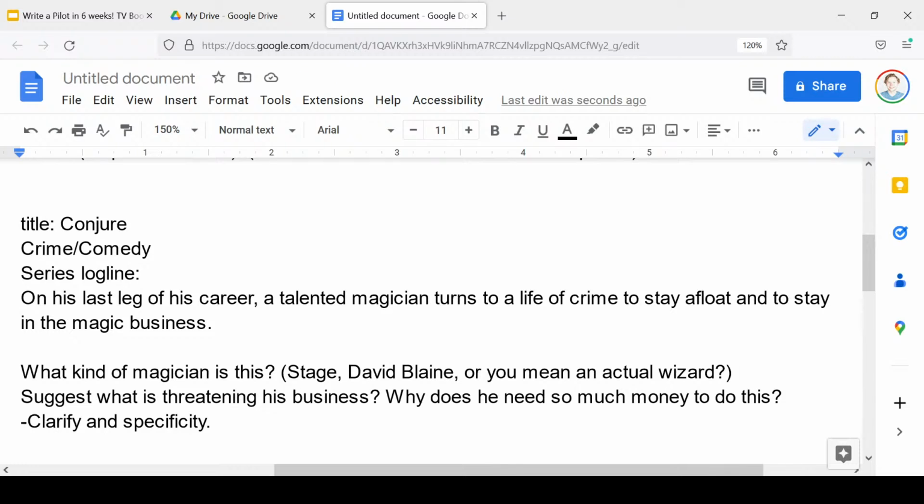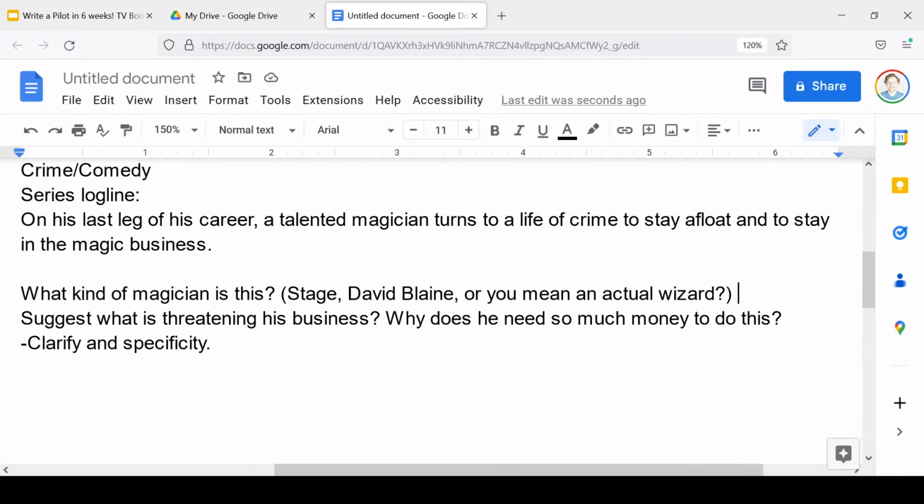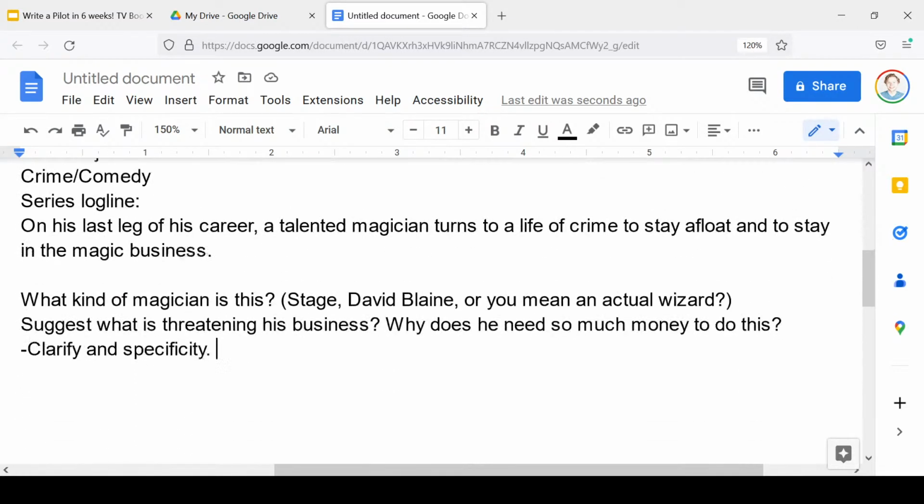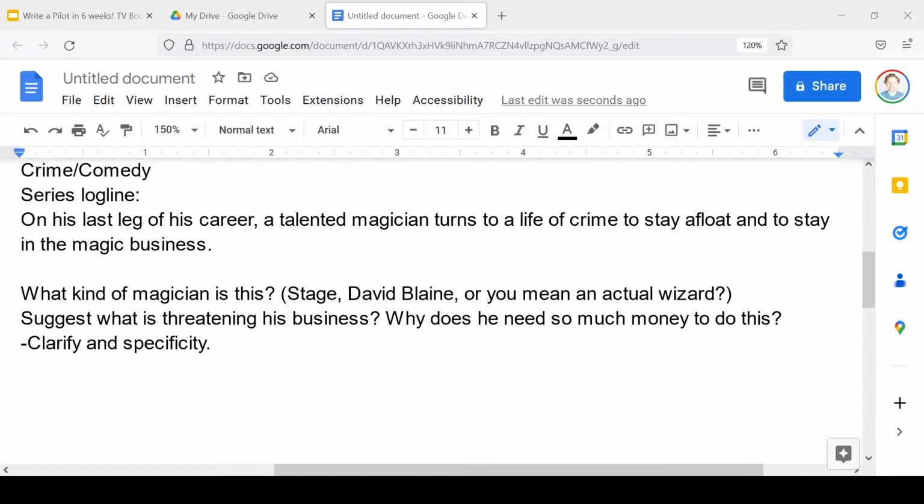I didn't really realize it was super expensive to be a magician. So is it that he's being run out of business by someone, or did his theater burn down? Help us figure out what's kicking the story off. And by that same token, try to enhance that clarity and specificity as much as you can. But I really do like the basics of this. This sounds entertaining, so I would love to see more of this. Thanks, Bunker.